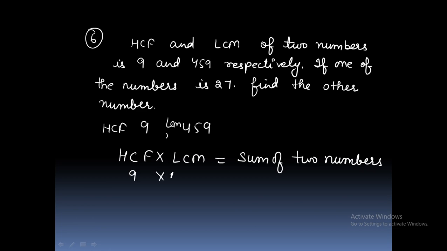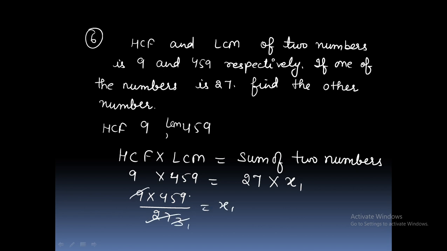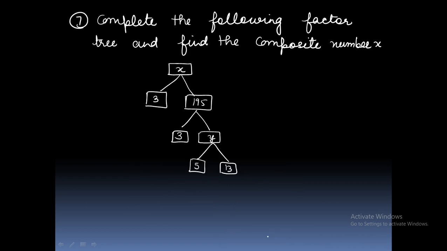9 multiply 459 is equal to one number, which is given as 27, multiply another number, which we will take as x1. Now 9 multiply 459 over 27 is equal to x1. 9 ones are 9, 9 3s are 27, 3 ones are 3, 3 ones are 3, 3 5s are 15, 3 3s are 9. Now you can get the second number is 153.